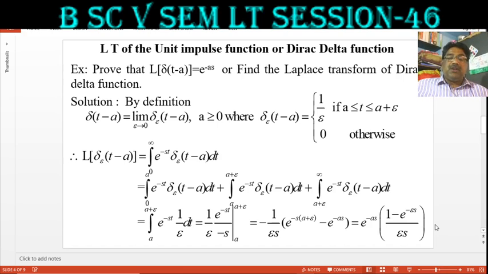That is why the first term is 0 and the last term is 0, and the only thing that remains is the integral from a to a plus epsilon of e raised to minus s t delta epsilon of t minus a, where delta epsilon of t minus a is 1 upon epsilon. Now, we can integrate this: the integral of e raised to minus s t is e raised to minus s t divided by minus s. Now, minus 1 upon epsilon s we can take outside and put the limits of integration, that is upper limit minus the lower limit. We are getting e to the power minus a s into 1 minus e to the power minus epsilon s divided by epsilon s.